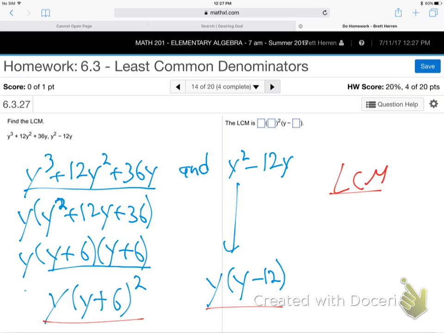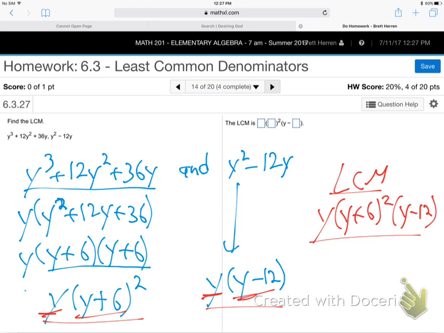So am I going too quick? I'm going to take one y, only one, right? And then a y plus 6 squared. And then I don't need this other y, I've already got one. Just one of every type. And then I need a y minus 12. There it is. Is that good? Just one of every type. One toaster. One pair of shoes.